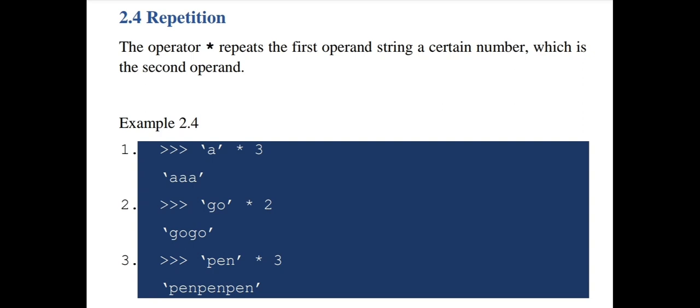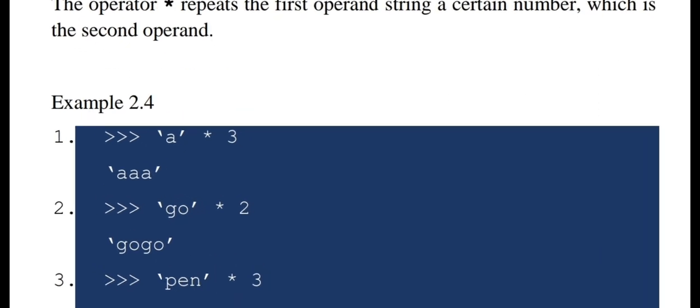Don't be confused: when the star sign is used on two numeric operands, it performs normal arithmetic multiplication. But when the first operand is a string and the second operand is a number, it performs repetition.